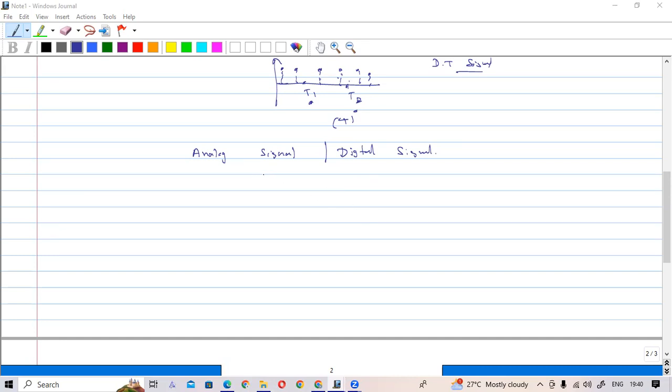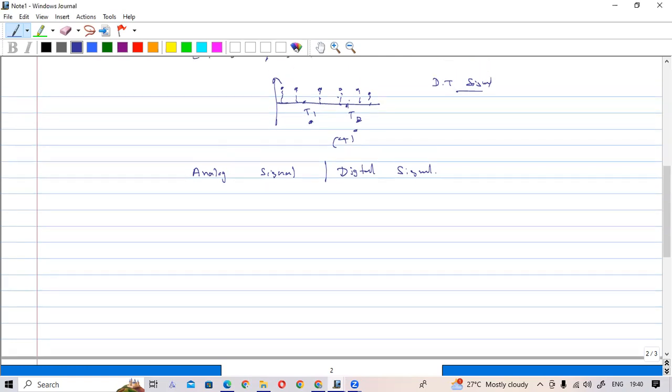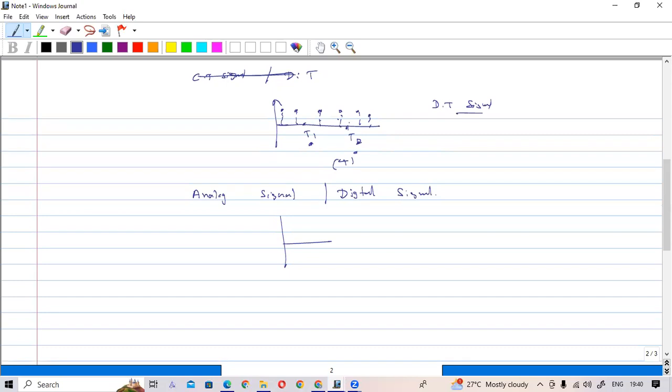Okay, I will tell. I think you know this. If I draw a signal like this, and a signal like this, you know what is the analog signal and what is the digital signal. If this is signal one and this is signal two, what is the analog signal and what is the digital signal? One or two?